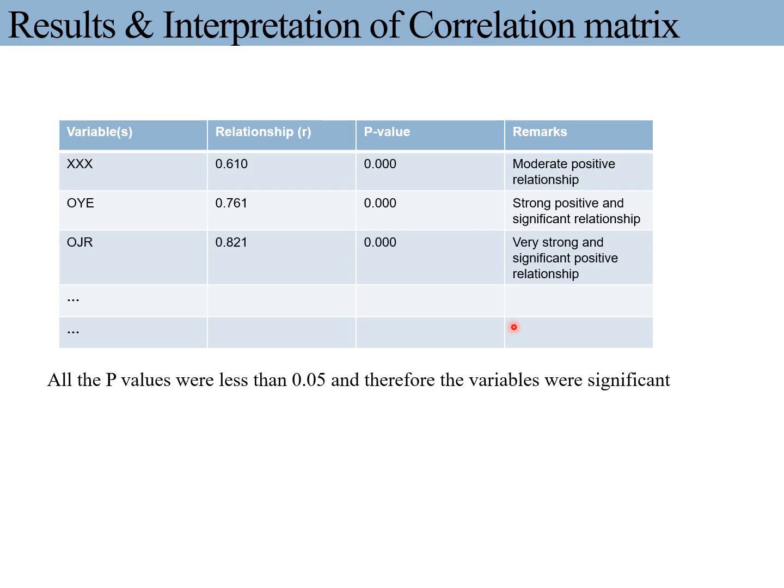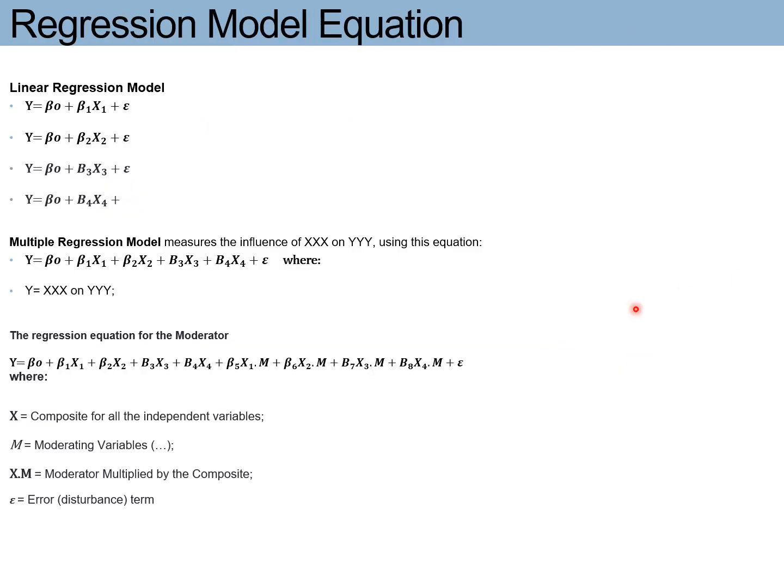And if it is 0.761, the R is showing that there is a strong positive and significant relationship between the independent and the dependent variables. And also if the relationship is 0.821, like you are seeing on the slide, it means that it is a very strong and significant relationship. All the p-values were less than 0.05, and therefore the variables were what? Significant.